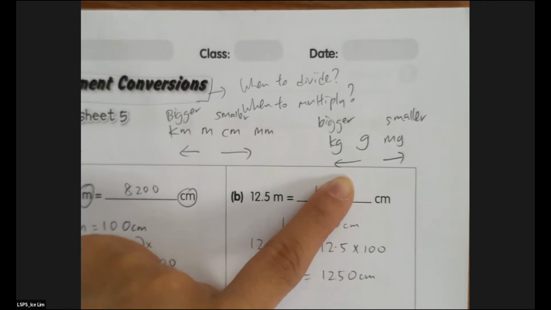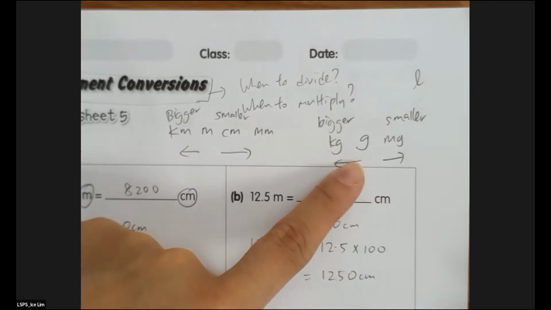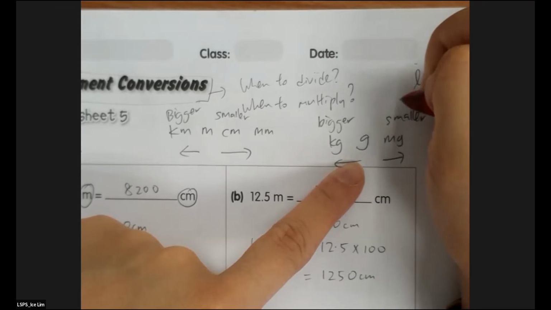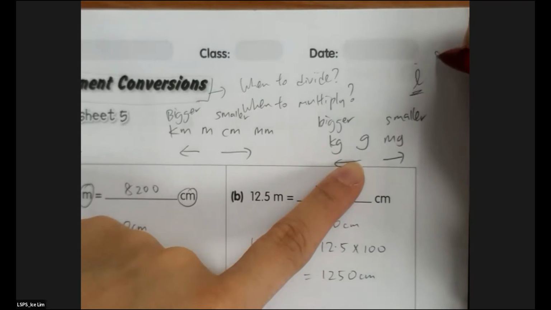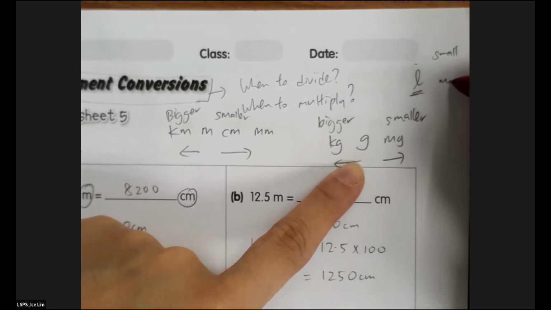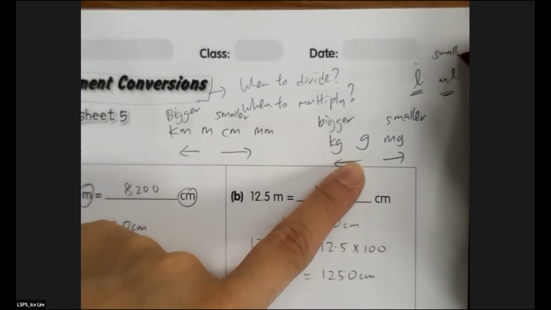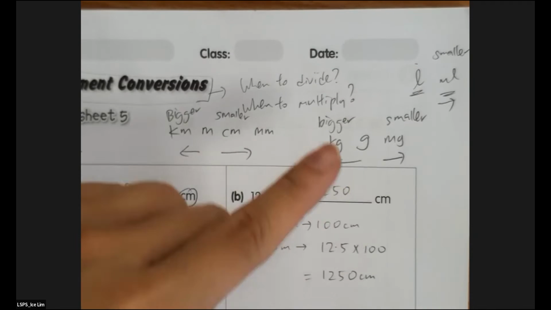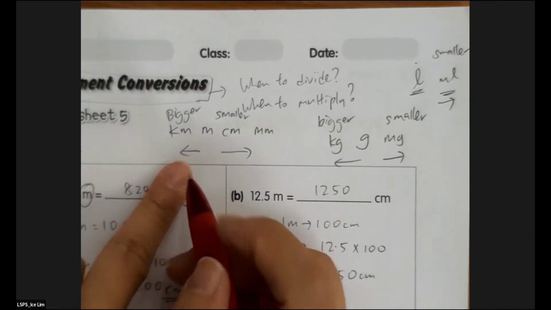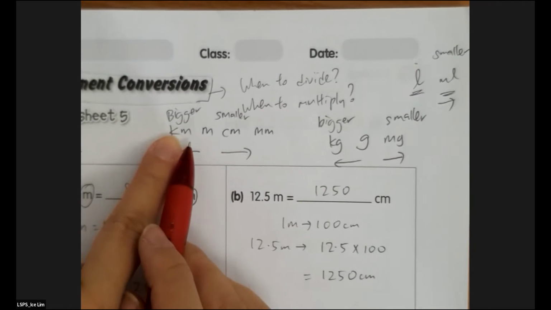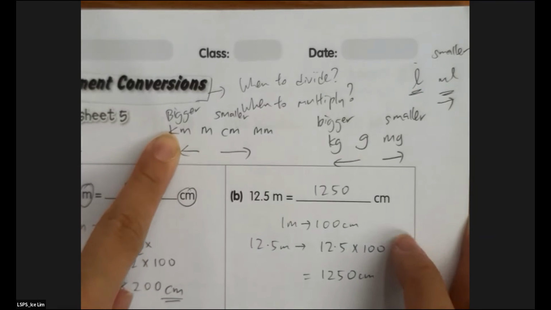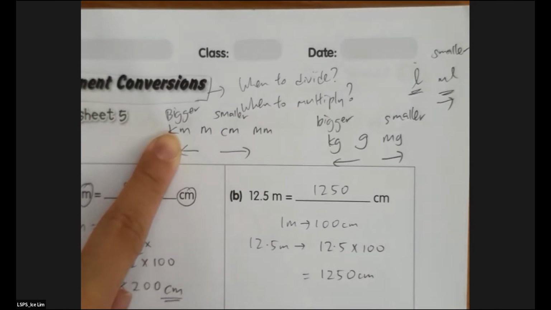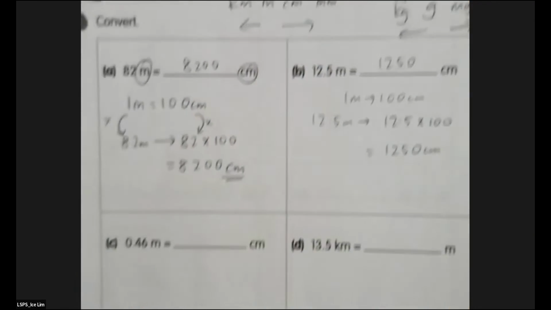What about liters then? Bigger is liter. Smaller? Milliliters. The smaller is on the right side, just like decimals. So the first thing you need to do is identify which is the bigger unit and which is the smaller unit. Then the conversions will become easy.